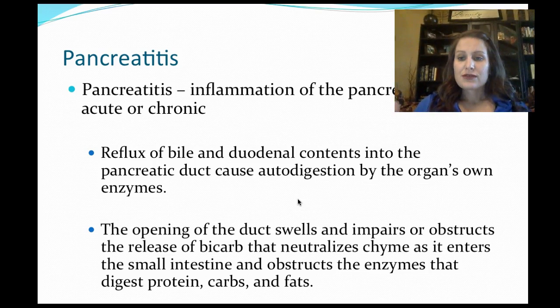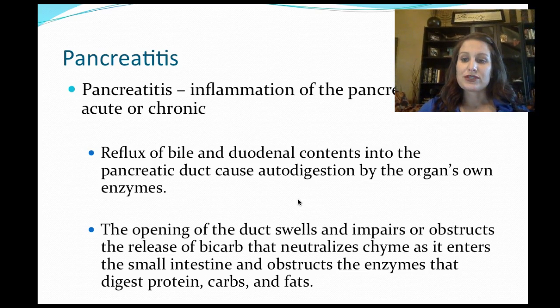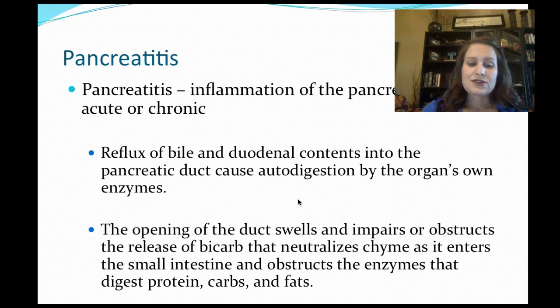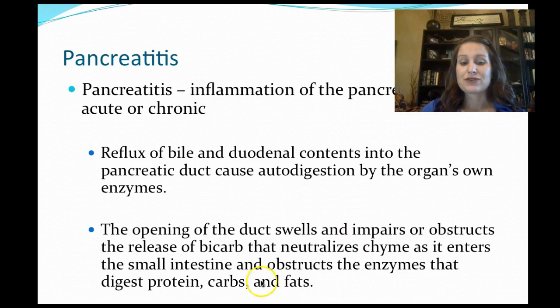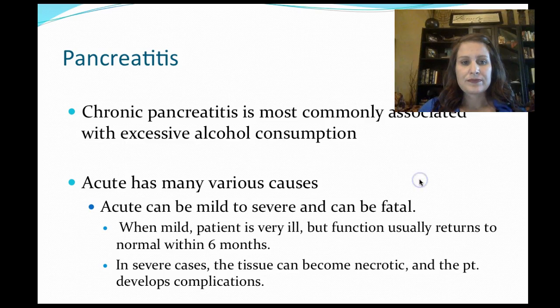The opening of the duct will swell. It will impair or obstruct the release of bicarb, which is used to neutralize chyme, which is that kind of the broken down food substance. As it enters into the small intestine, it obstructs the enzymes that digest proteins, carbs, fats, and therefore it starts eating at the pancreas instead of the food. So you can see right here an inflamed pancreas.